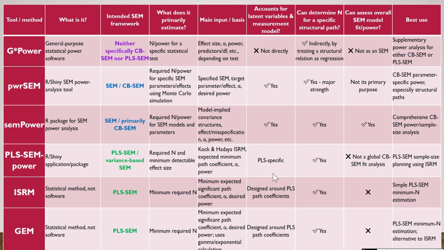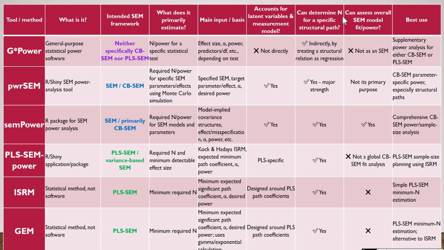SEM Power, yes, and PLS SEM Power accounts for PLS specific, and ISRM and GEM both techniques are designed around PLS path coefficient. So in case you are going in for PLS SEM, then you must estimate the sample size using PLS SEM Power. In case you are doing a covariance based structural equation modeling, say in AMOS or in R, then you should use PowerSEM or SEM Power. Out of these two, PowerSEM or SEM Power can be used. If you are doing a simple analysis, say in a software like SPSS, you are doing ANOVA, you are doing t-test, then you can go ahead and use G Power. Even in case of multiple linear regression, when you want to do it in SPSS, you can go with G Power.